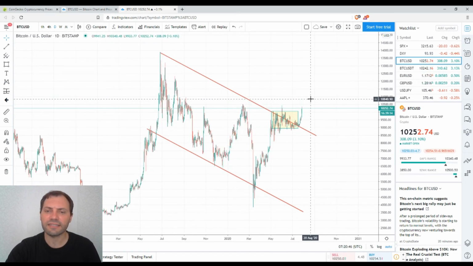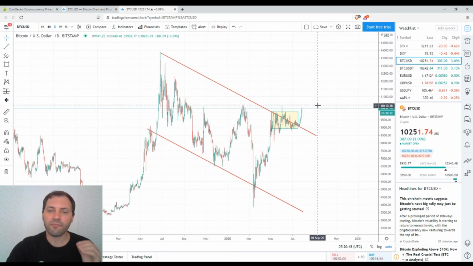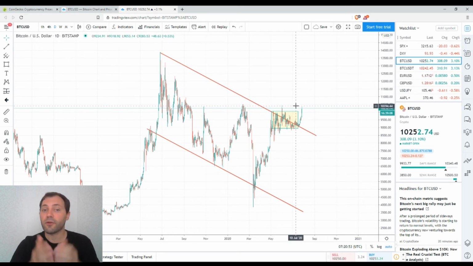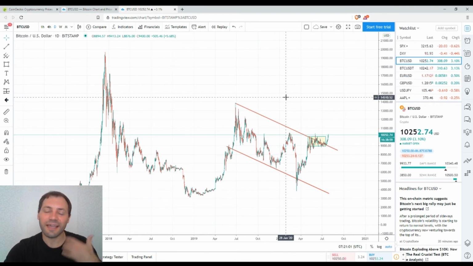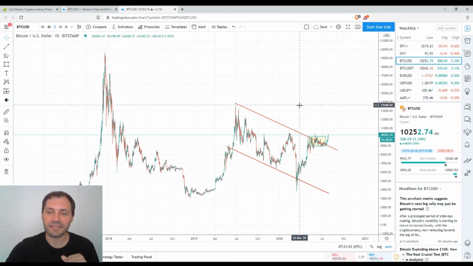It will be very nice if finally the price chart of Bitcoin put an end to this downtrend, because it has lasted for over a year, and we don't need this downtrend in the cryptocurrency market. At least this is my point of view as a cryptocurrency enthusiast.